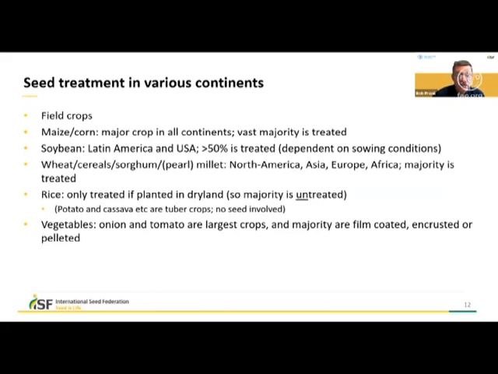Rice, also a very important staple crop, is only treated if planted in dry land. So the majority of rice actually is untreated. And very important other crops like potato and cassava are tuber crops, so of course no seed is involved. And looking at vegetables, onion and tomato are the largest crops, and the majority of those are also film coated, encrusted or pelleted.